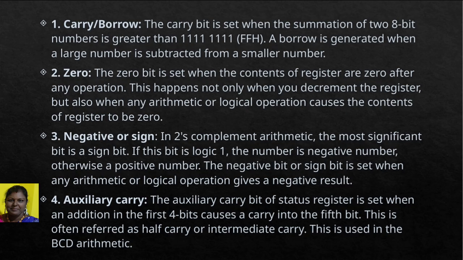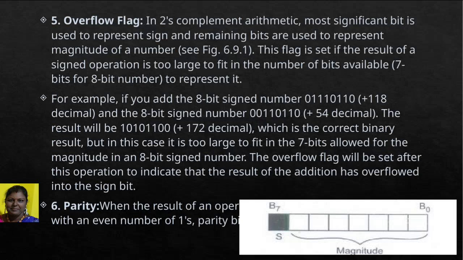Let's talk about the overflow flag in 2's complement arithmetic. Here, the most significant bit represents the sign, while the rest show the number's magnitude. The overflow flag triggers when a signed operation's result is too large to fit in the available bits. For example, adding two positive numbers might produce a binary result that looks correct, but it actually exceeds the allowed range, setting the overflow flag. Then there's the parity bit, which is set when the result has an even number of ones.